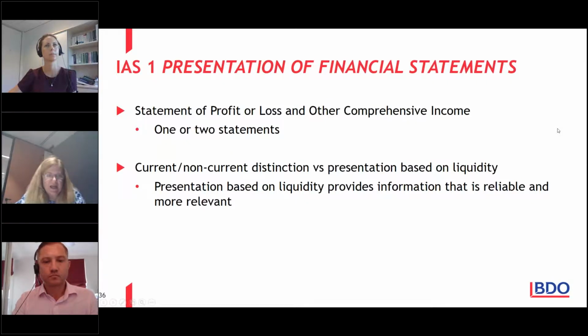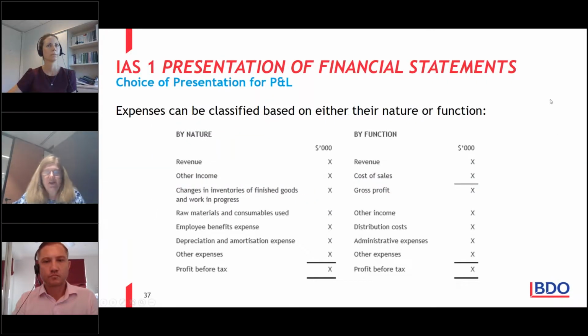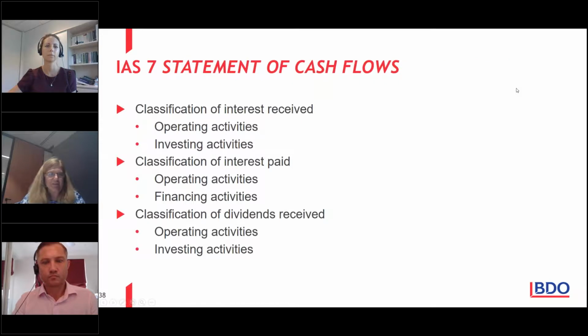Do we achieve that? Another thing where we find a choice from a presentation perspective is that your expenses can be classified as either by nature or by function, and we've given you an example of both. Again, it's a choice that's available to the preparer of financial statements.